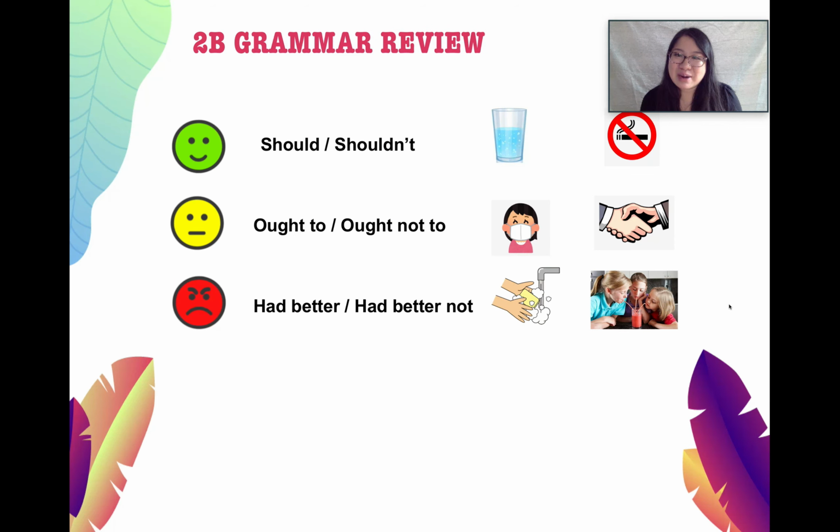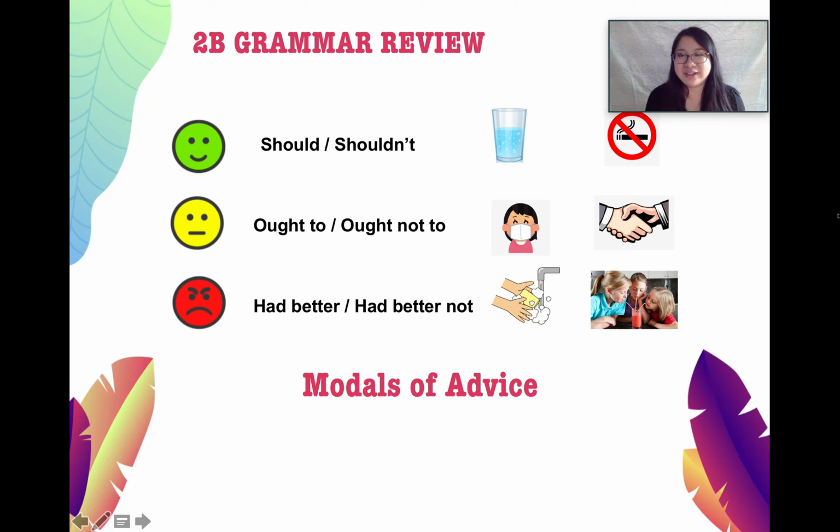Next, our grammar point. We learned many different words in this grammar point. Should, shouldn't, ought to, ought not to, had better not. Can you remember what this is called? Very good. This is called modals of advice. And the different modals of advice are used for different reasons. And we can see the happy face or the angry face, which shows how strong the meaning of each modal can be.